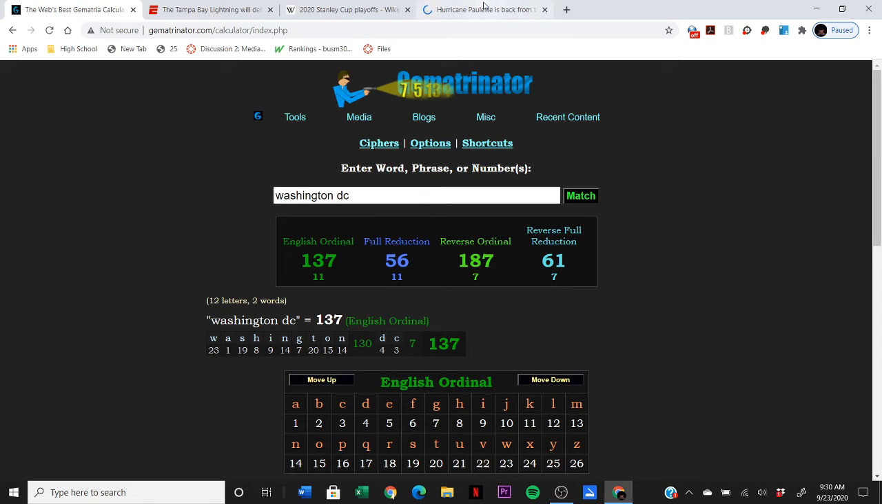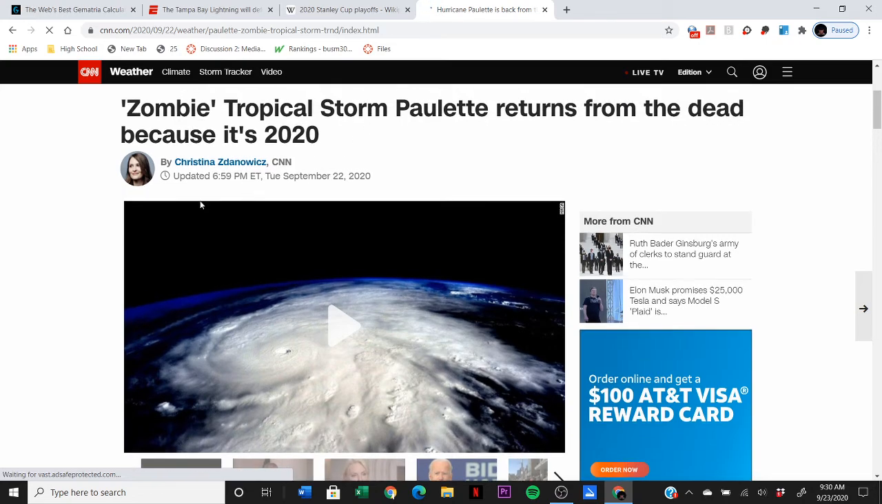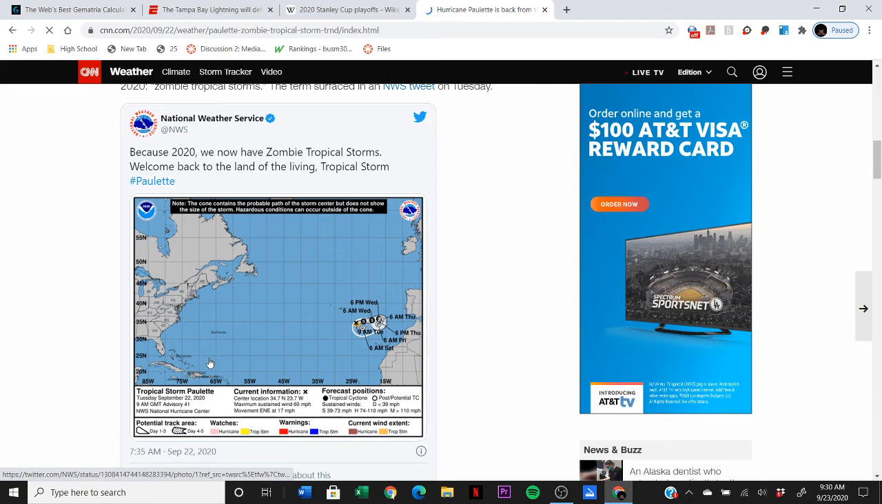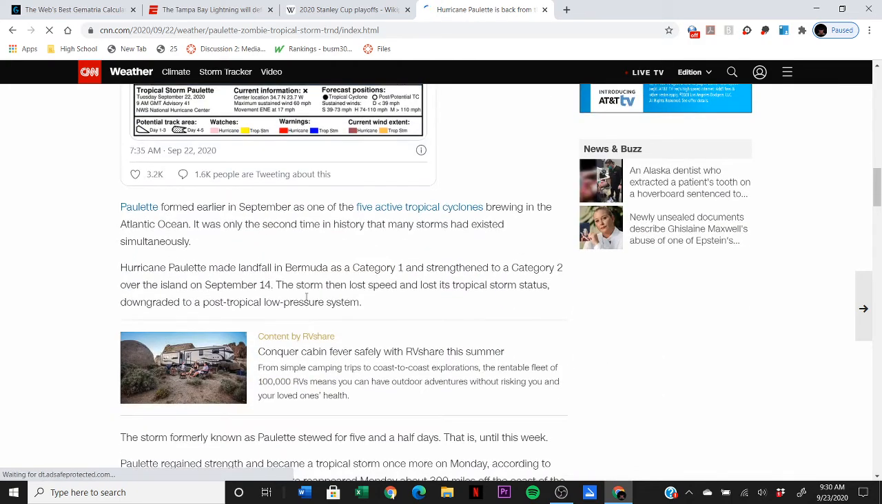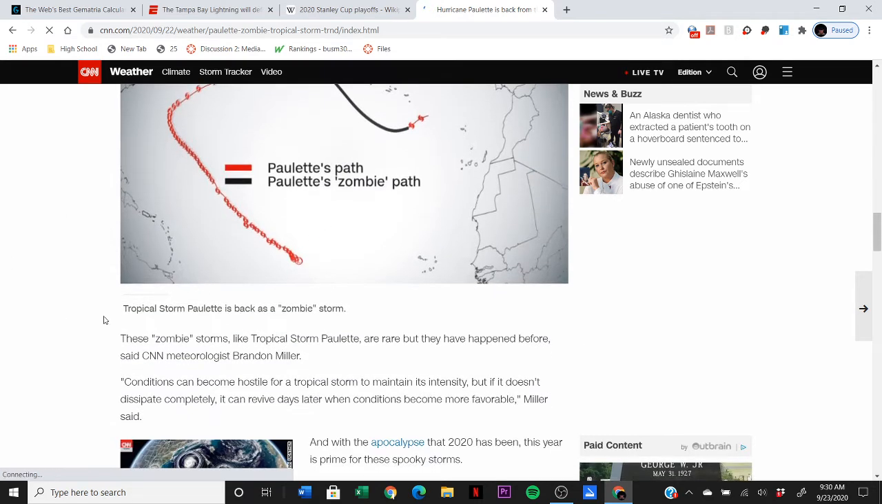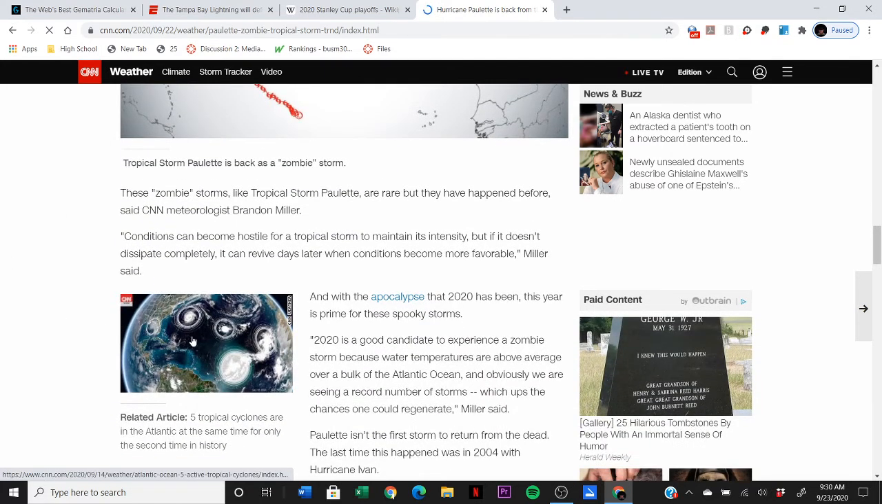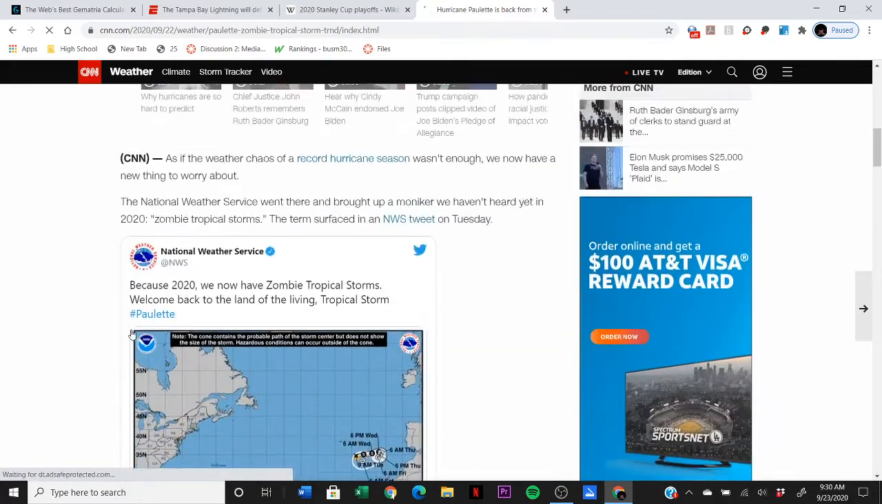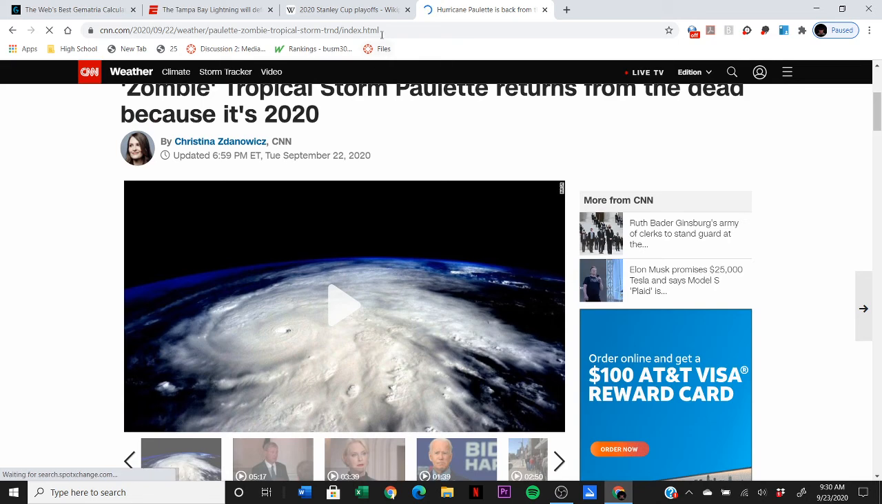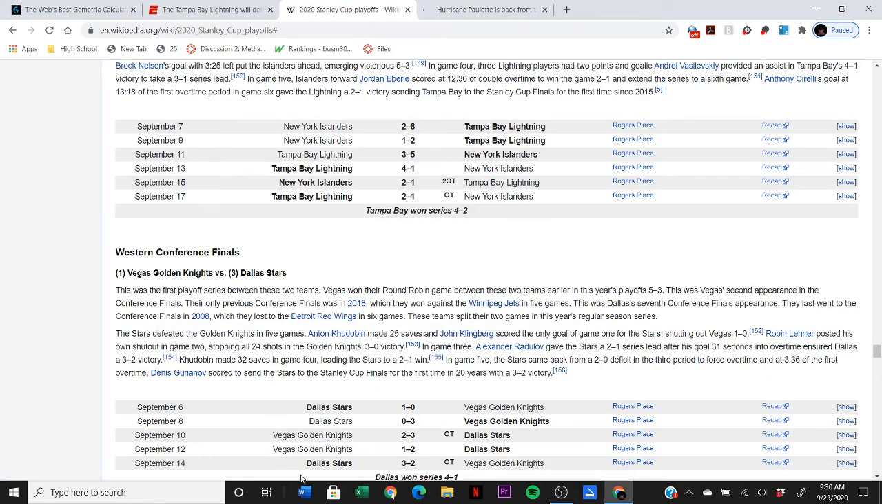And then you get this story about the zombie tropical storm Paulette hitting really close to where the Tampa Bay Lightning play in Florida, even though they're playing up in Canada. But you have this storm going near Florida, near where Tampa is, and then around the time where Tampa's in the Stanley Cup Finals, you just have these sick rituals going on at the time of these sporting events, and it just happens every year. You know what I mean?